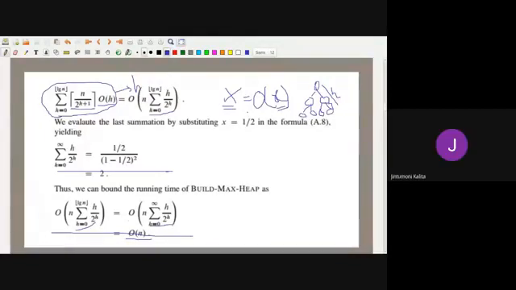Sir, one doubt. In this function n by 2 to the power h plus 1, you have said that at the height h, there are n by 2 to the power h plus 1 nodes, right, sir? Yes. But at height h, there should be 2 to the power h nodes only, right, sir? Then how n by 2 to the power? The assumption is from the beginning of 1. Sir, if you draw a complete binary tree, then at height h, there should be 2 to the power h number of nodes.